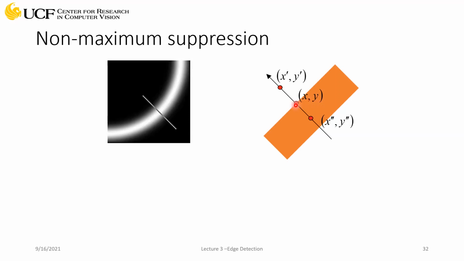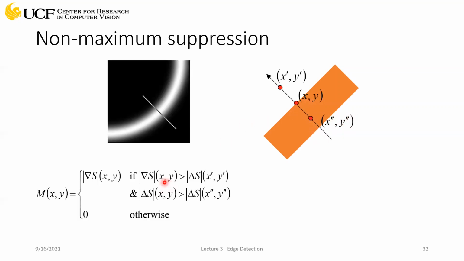Now we have found the neighboring pixels. This is x prime, y prime, and another neighboring pixel, which is x double prime, y double prime. Now what we will do is look at the absolute value of the magnitude at x, y, and if it is greater than the absolute value at these two locations, we just keep that magnitude, which is kind of saying that edge is present. But otherwise, if it's smaller than either of these two, we make the magnitude 0. And making the magnitude 0 means there wasn't any edge there. We're suppressing it.